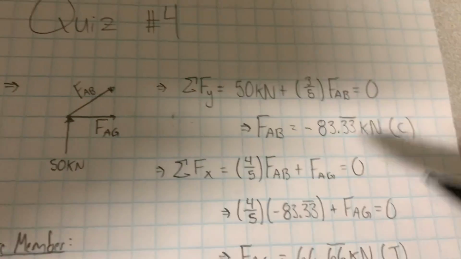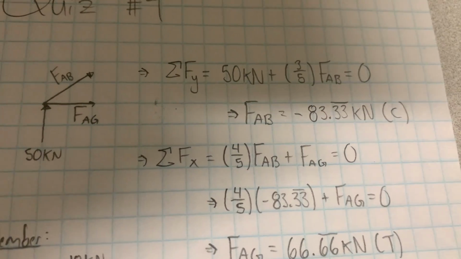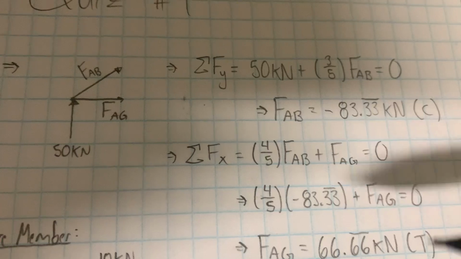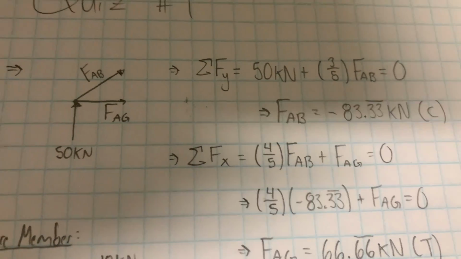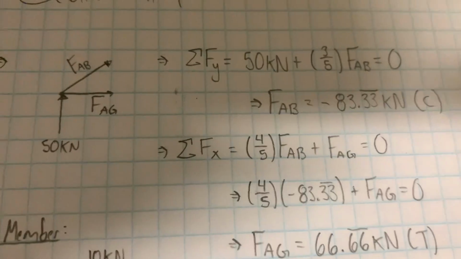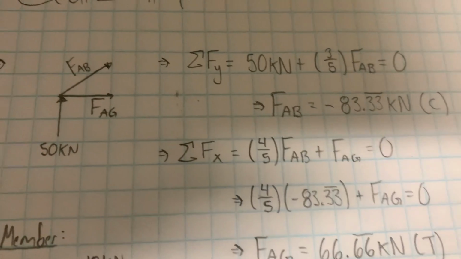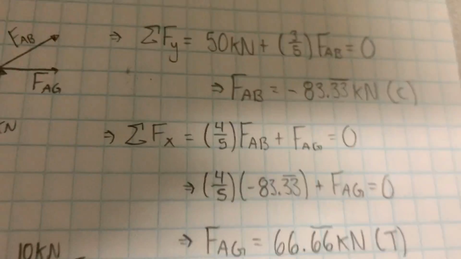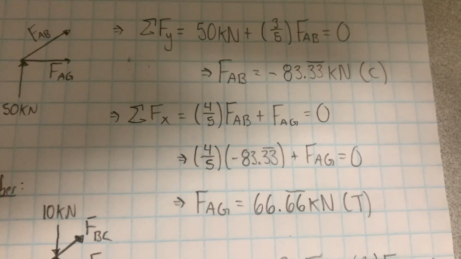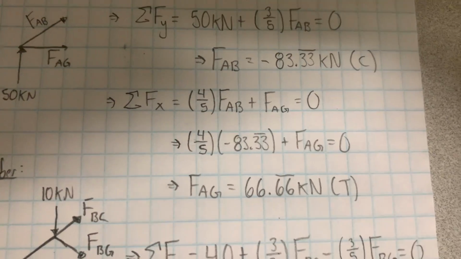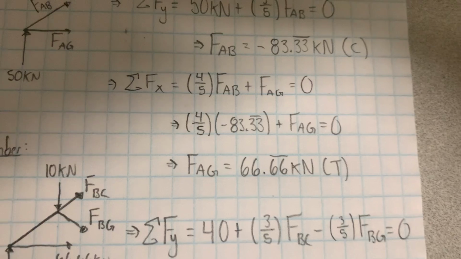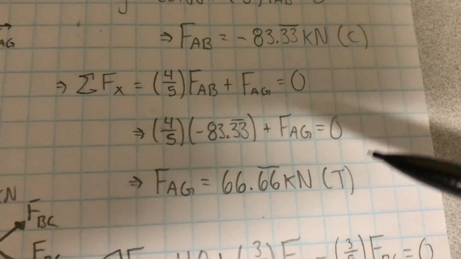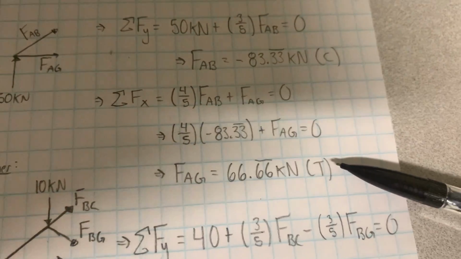So once we have that, we can sum the forces in the x direction. And when we do this, we get 4/5 of FAB, because once again, we only care about the x component, plus FAG, which we just set equal to 0. We solve for FAG, and we get that it is 66.66 kilonewtons. And since this one is positive, we can say it is in tension.